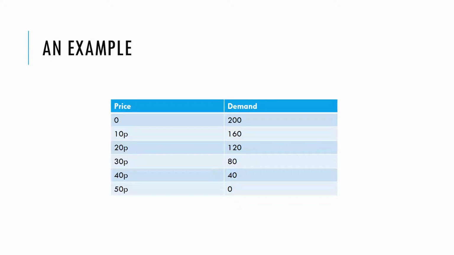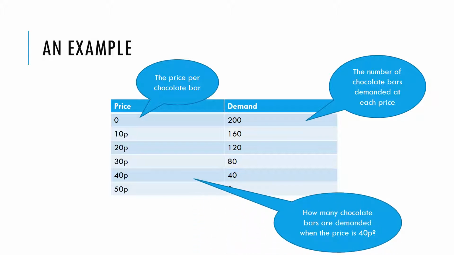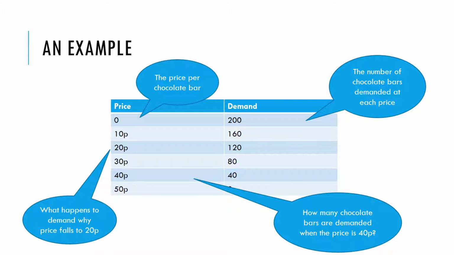Let's have a look at an example. Here we have the price of a chocolate bar and the different prices at which that chocolate bar could be priced. So the chocolate bar could be maybe 10p, or it could be 40p, or it could be 30p. And on the right hand side, we have the number of chocolate bars that people want to buy at each price, i.e. the level of demand. So what we can see is that when the price is relatively high at 40p, people would want to buy 40 chocolate bars. But when the price falls to 20p, it's now cheaper, we can see that there's an increase in demand. People would want to buy more now that the bars are cheaper, and so demand would increase to 120 bars.